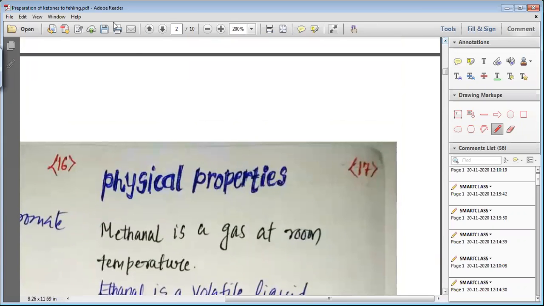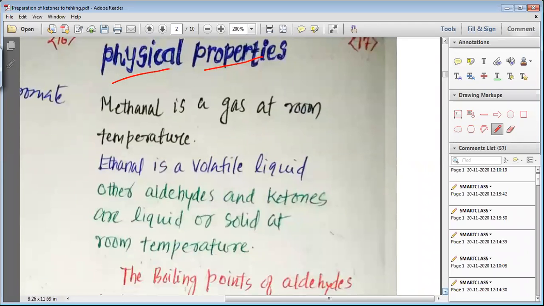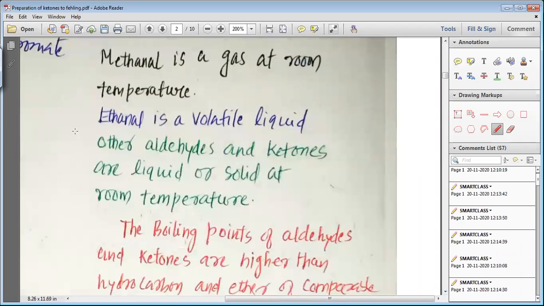Now, my dear students, we want to study the physical properties of the aldehydes and ketones. So let's move forward and understand a few physical properties. The first one: methanal is a gas at room temperature. Remember, methanal, that is your HCHO, is a gas at room temperature.